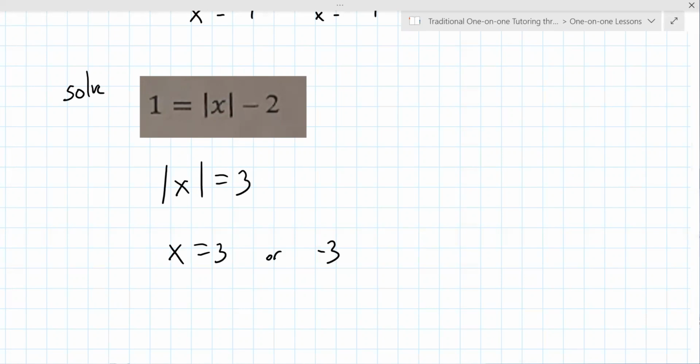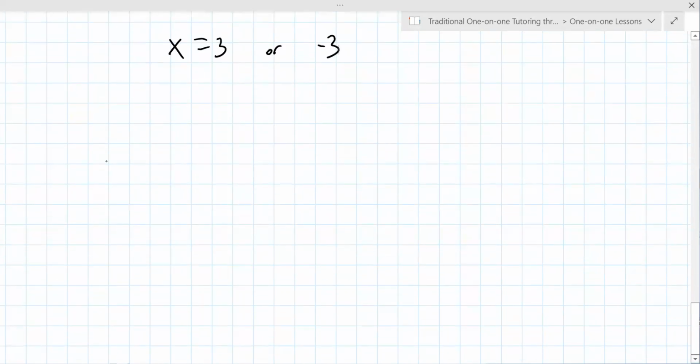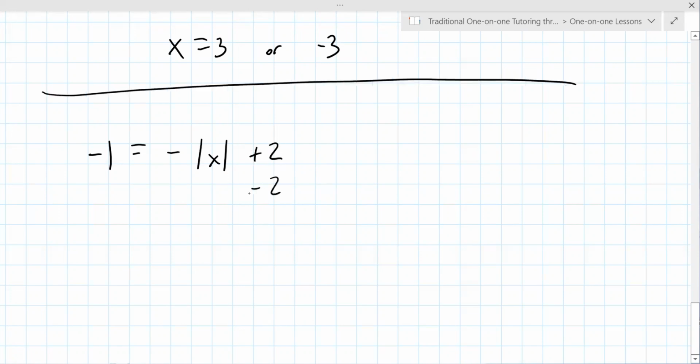Okay, so the next one here. We'll go to another one. -1 equals negative absolute value of x plus 2. So here you're adding 2, so you undo this by subtracting 2. Okay, so it's -3 equals negative absolute value of x. And again, a very simple, straightforward question. Is the absolute value of x isolated, meaning it's the only thing on that side of the equation? And the answer is no.